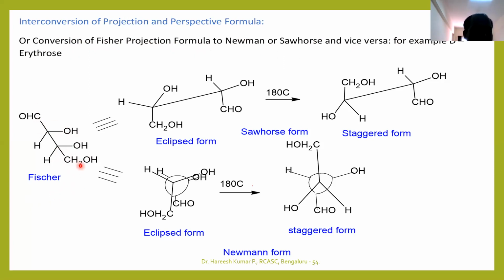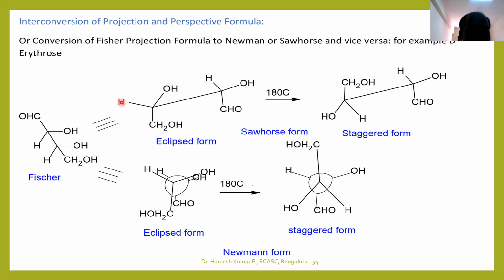D-erythrotetrose. And if you want to convert this into a Sahars projection, again Sahars means two kinds: one is the eclipsed form, another one is the staggered form. So here I am writing the eclipsed one. You can observe that this is CH2OH, this is OH, and this is H.